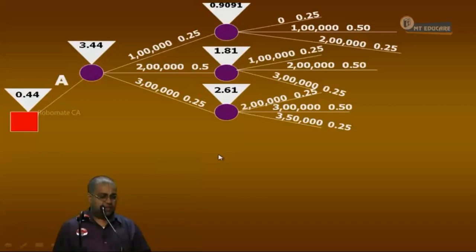Next line. Expected year 2 cash flow in year 1 terms is equal to, tell me what into what? 2,87,500 into 0.9091 is equal to 2,61,366, which you approximately wrote as 2.61 lakhs. Forget about the hundreds. Respond yes or no?